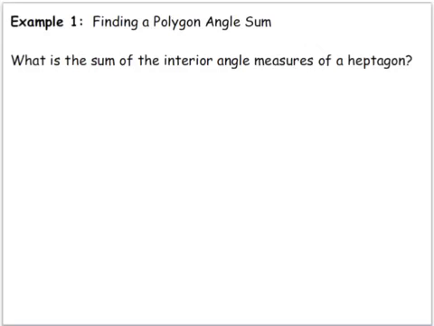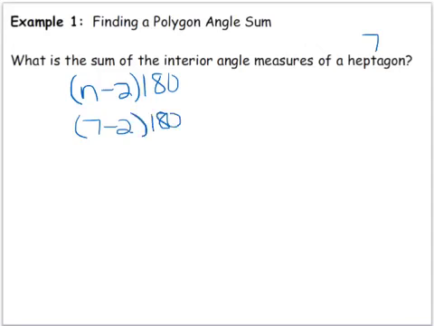Example 1. Using our formula, we're going to find the sum of the interior angle measures of a heptagon. Again, a heptagon is a polygon with 7 sides. Our formula states, take the number of sides, subtract 2, and multiply that by 180. So we're going to have 7 minus 2 times 180. Simplify. 5 times 180 is equal to 900. Therefore, the sum of the interior angle measures of a heptagon is 900 degrees.